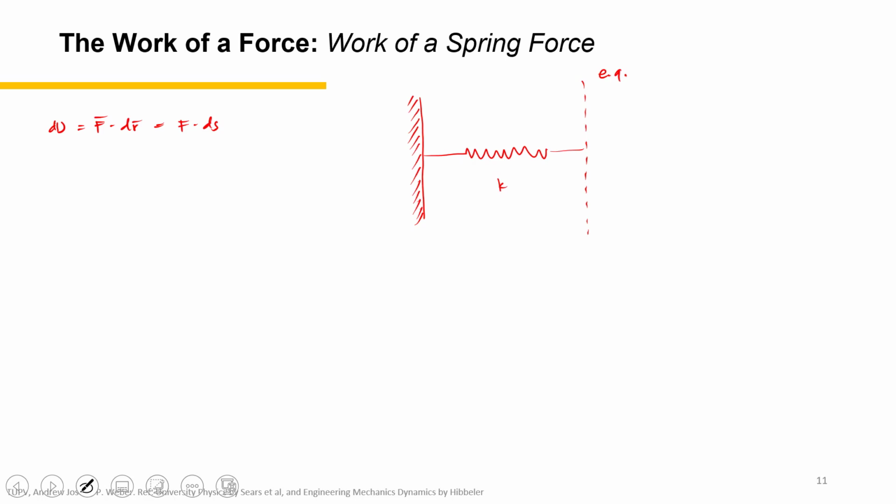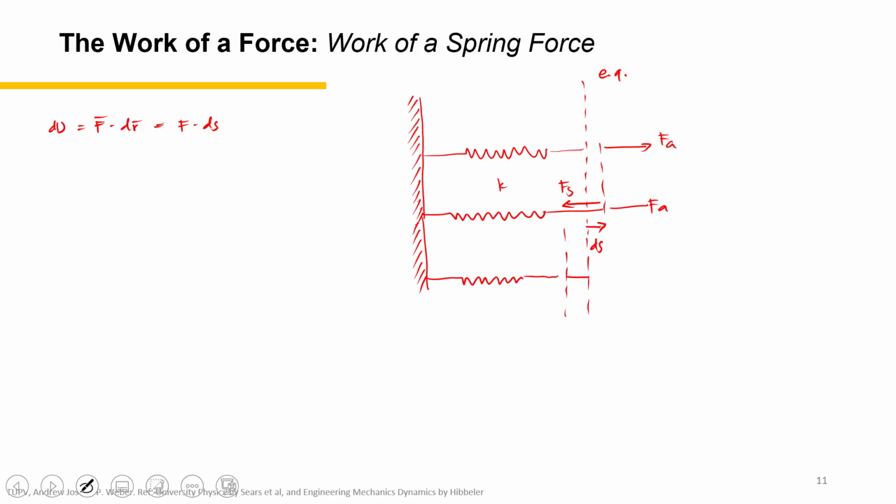So if this elastic spring is elongated in this direction, let's say we apply a force Fa, we stretch it. When we apply Fa, there is a reaction by the spring force. This is the displacement ds. Or if we push the spring, and this is now your ds.